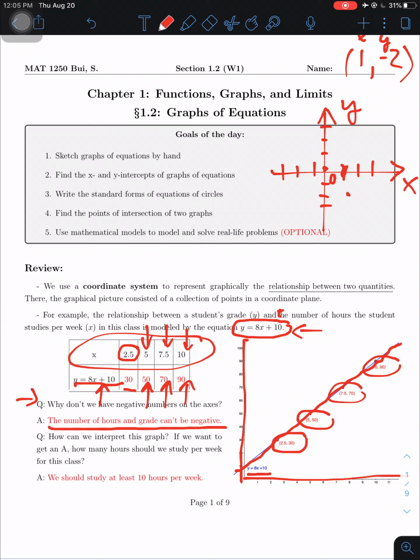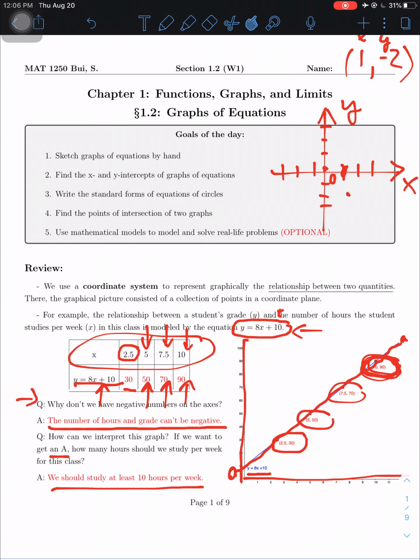So we have the graph ready. First of all, what we notice here is that the line from left to right is increasing, right? It increases from low to high. What does it tell you in here? It tells you that the more hours you study for the class, the higher grade you would get, okay? And more specifically, if you want to get an A and above, at least you have to study 10 hours for this class, okay? So that's the answer I put in there.